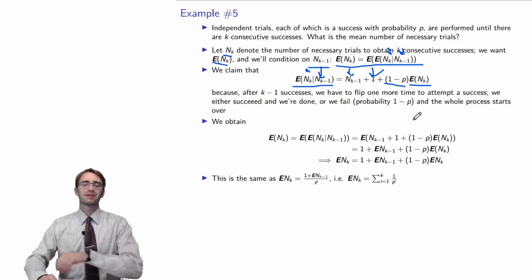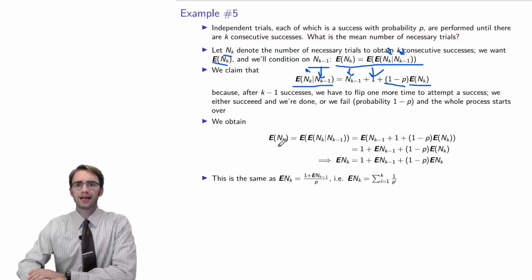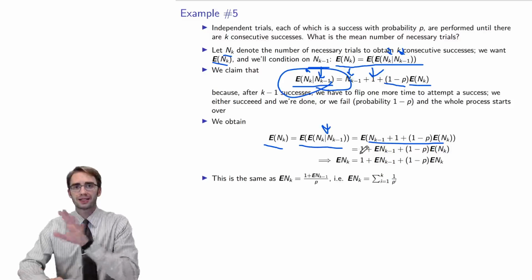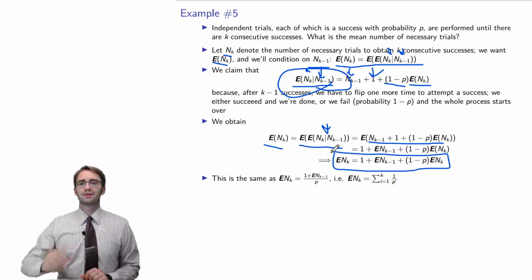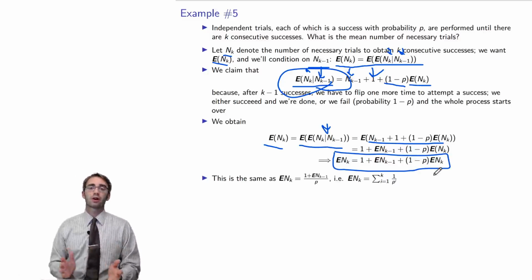And so what do you get? Well, you can just work out the algebra. You get the expected value of N_K, you apply the law of iterated expectation, and as I just worked out, I substitute that expression in. So I get this big, long, crazy thing. Use linearity of expectation to move these expectation operators around. And then what you end up with is an equation for the expected value of N_K in terms of the expected value of N_(K-1). Expected value of N_K is equal to 1 plus the expected value of N_(K-1) plus 1 minus p times the expected value of N_K. That turns out to be what's called a recurrence relation.